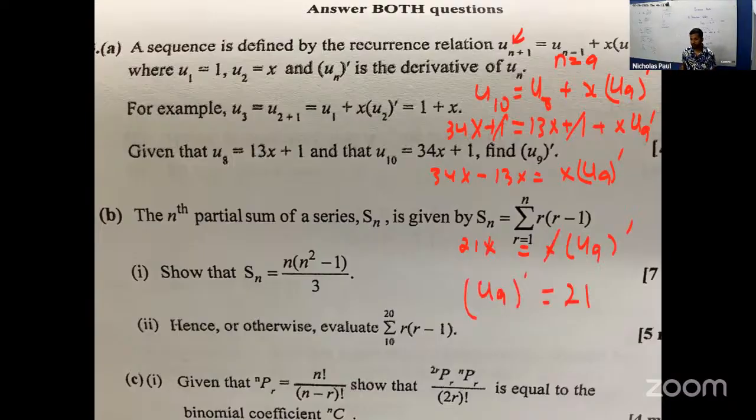Got it? Right. Time for PMIs now. Take a minute break, and let's switch to PMIs. I just substitute U10 and U8. They gave us U10 and they gave us U8, and then I solve for U9.